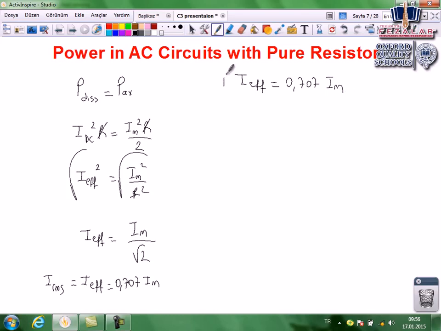When we multiply both sides of an equation by any number, the ratio will not change. So let's multiply it by R, and let's multiply the right side by R. R times I is voltage. Here we can say V effective is 0.707 times I maximum times R, which is V maximum. This means effective voltage can also be calculated by 0.707 times the maximum amount of voltage.